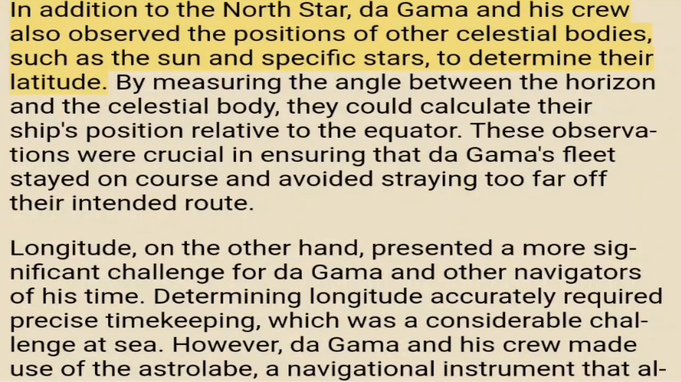In addition to the North Star, Da Gama and his crew also observed the positions of other celestial bodies, such as the Sun and specific stars, to determine their latitude. By measuring the angle between the horizon and the celestial body, they could calculate their ship's position relative to the equator. These observations were crucial in ensuring that Da Gama's fleet stayed on course and avoided straying too far off their intended route.